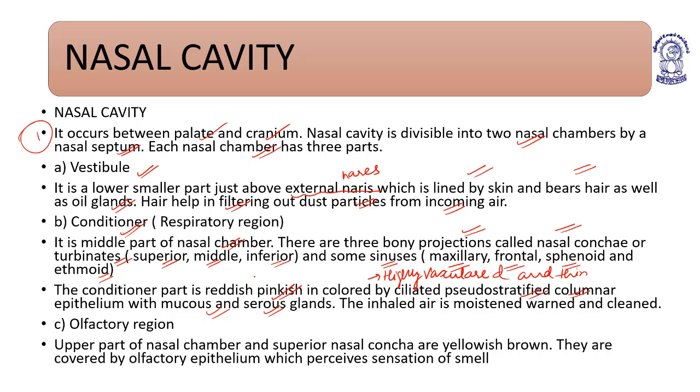The upper part of the nasal chamber and the superior nasal conchae are yellowish brown. They are covered by olfactory epithelium, which perceives the sensation of smell.